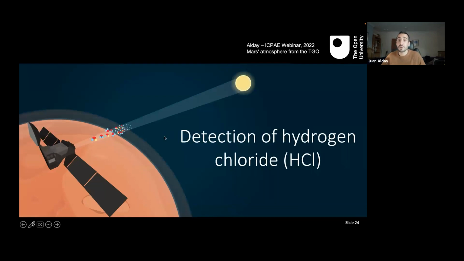And then finally, I'm going to talk about the newly discovered molecule hydrogen chloride. And I think that this is a very exciting topic because the Trace Gas Orbiter was a mission designed to measure trace gases in the atmosphere. And this is the first discovery of the Trace Gas Orbiter of a new molecule, which I think is quite exciting.